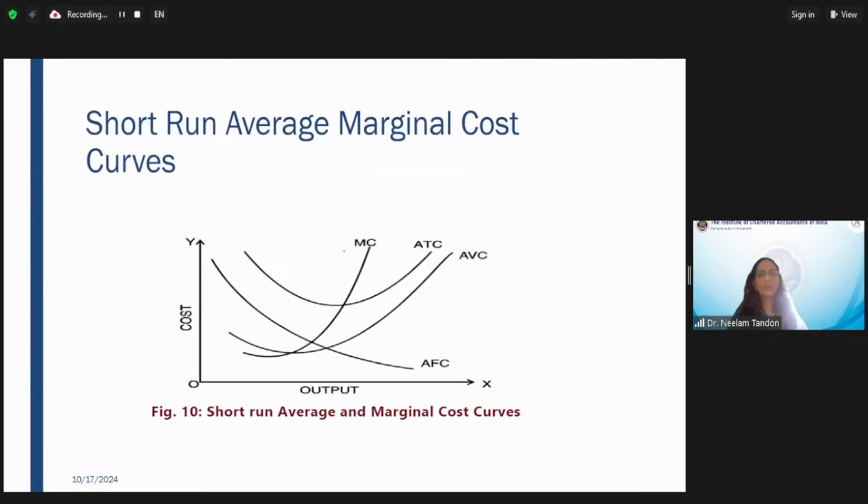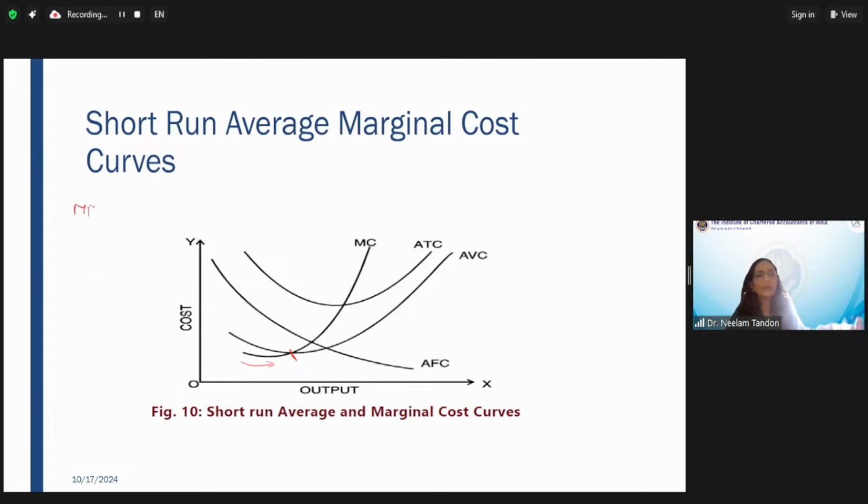Okay, what about this one, the marginal cost curve? Why is marginal cost like this? You can see here in this marginal cost curve, marginal cost is initially decreasing. Here it is minimum, and then it starts increasing. Now, this marginal cost depends on what? The law of variable proportion.